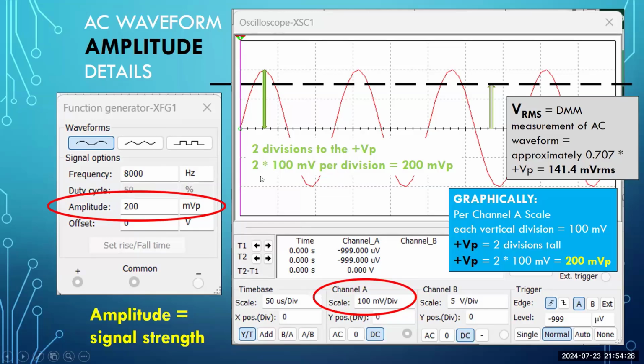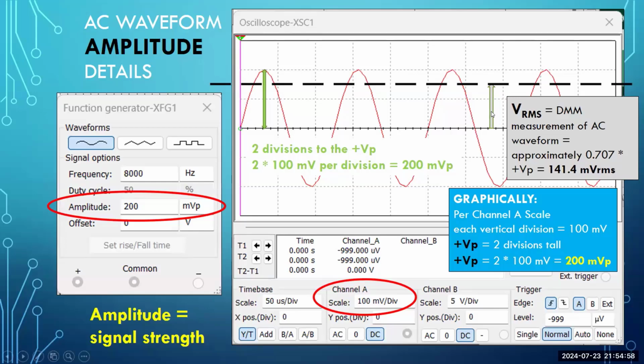Then it says, well, if each division represents 100 millivolts, where do we get 100 millivolts from? Take a look at my channel A scale. I'm at 100 millivolts for each division. So 2 times 100 millivolts for each division calculates a positive V peak of 200 millivolts peak. 200 millivolts peak. Nice.